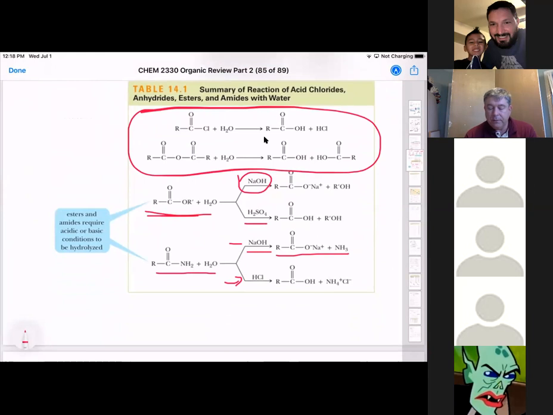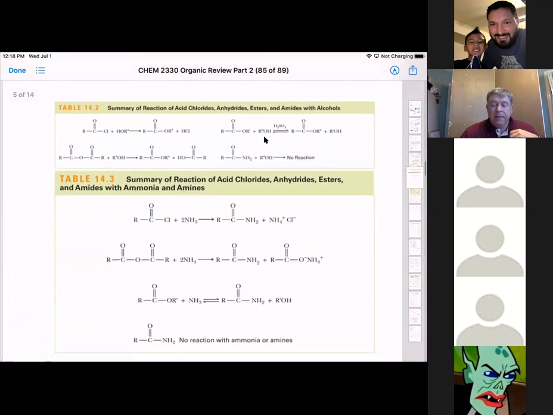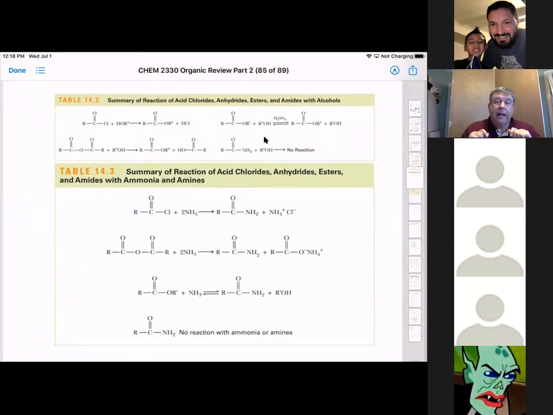In the base, you form a salt that you have to add acid to at the end of the reaction. And in the acidic, you form a quaternary ammonium salt as your product as well. Okay, so because acid chlorides are the most reactive, you can use acid chlorides to make all of the derivatives. You can use them to make anhydrides, esters, and the amides, okay? So that is a very nice thing to do because it's the most reactive.